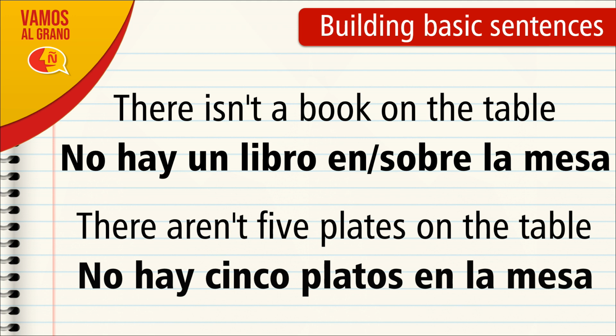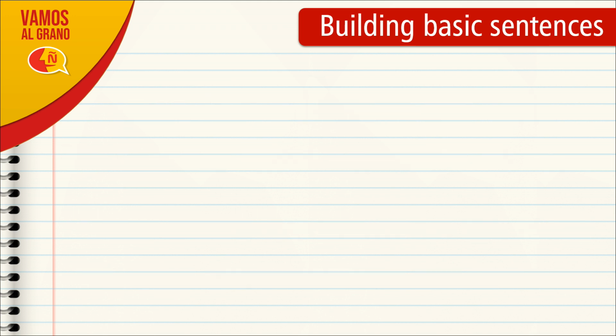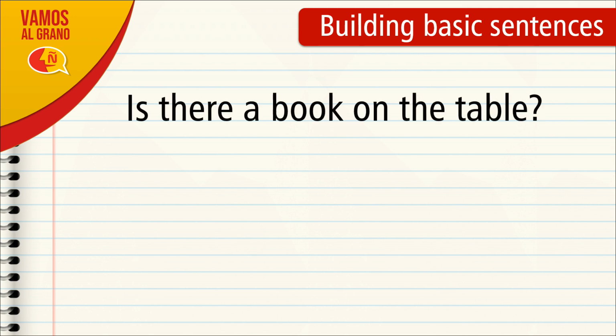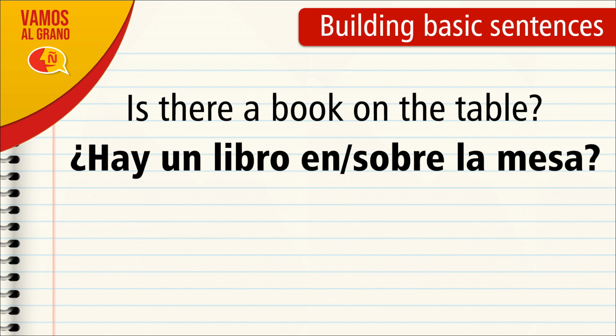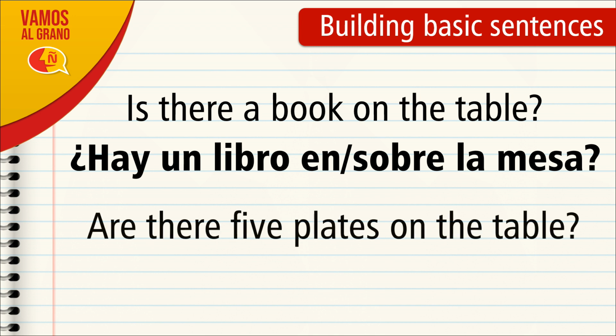Now let's have a look at the interrogative way. So in English, as you already know, we change the order of the words. Instead of saying there is, we say is there. However, in Spanish, nothing changes, only the intonation. So, how would you say this sentence in Spanish? Pues exactamente igual que en la forma afirmativa, pero cambiando la entonación y por supuesto usando los signos de interrogación. ¿Hay un libro en la mesa? ¿O hay un libro sobre la mesa? What about the other sentence? How would you say this?